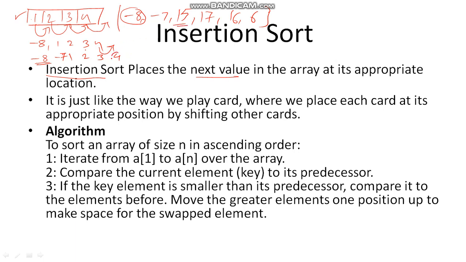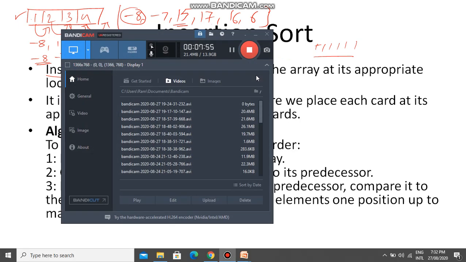Now it compares this 15 with the last element. If the last element is less than 15, in that case it will place it at the last position. 17 will be compared with the last element and it will be placed at the last location. So in this way it works. As we play cards, wherein we go on putting the cards at the appropriate position, in the same way this particular insertion sort works.